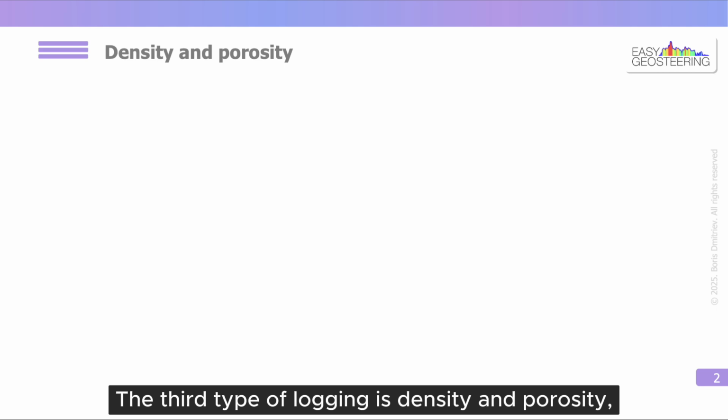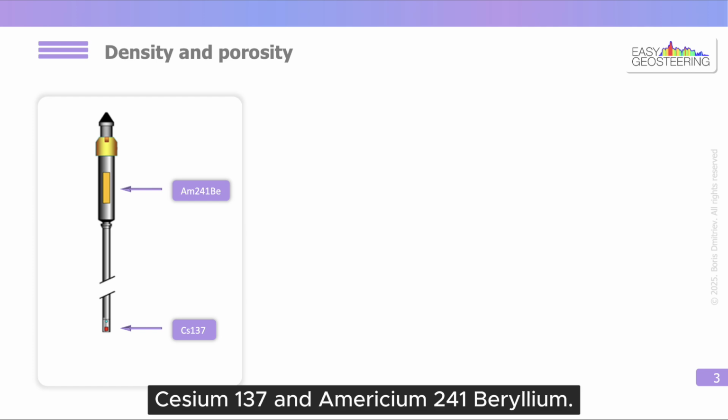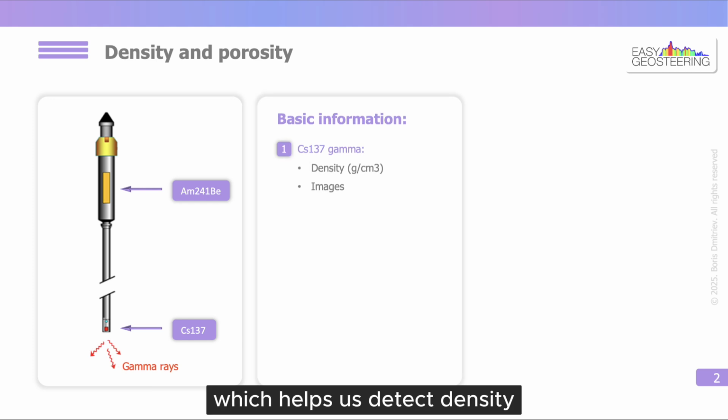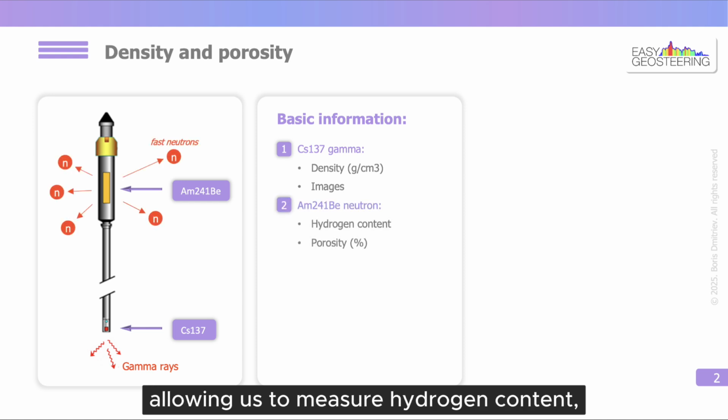The third type of logging is density and porosity, and in fact, a single downhole tool performs two different measurements. To carry out these measurements, we use artificial radioactive sources, which include two components, cesium-137 and americium-241 beryllium. The first is a source of gamma radiation, which helps us detect density and record borehole images. The second is a source of fast neutrons, allowing us to measure hydrogen content, which is then recalculated into porosity.